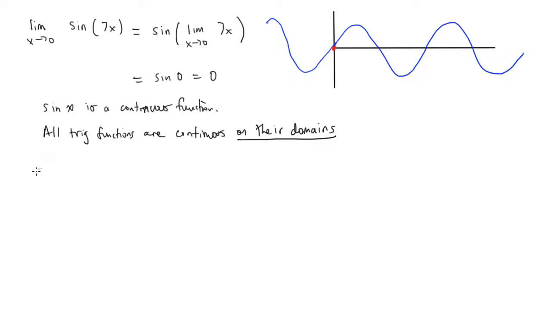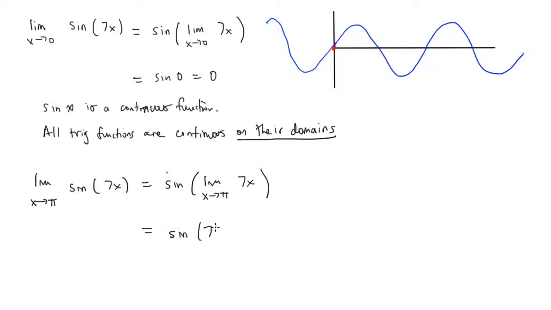Okay, so let's take another similar example. Let's take the limit as x goes to pi of sine of 7x. The same idea works here. This should just be sine of the limit. And as x approaches pi, this approaches 7 pi. And then we just have to think a little bit about our unit circle, that 7 pi is just a whole number multiple of pi, and sine is 0 at all of those, so this one is in fact also 0.